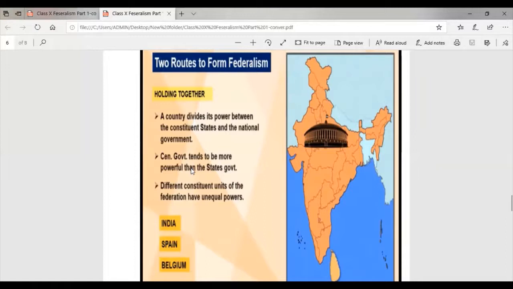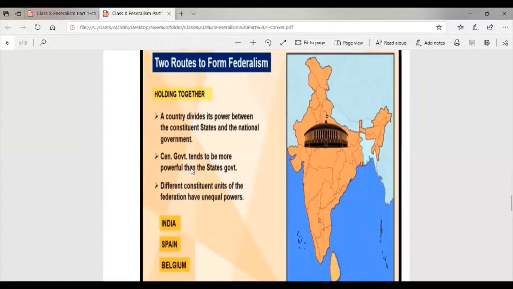Another feature of holding together federalism is that the central government is more powerful than the state government. And the third difference is that different constituent units of the federation have unequal powers. It means different states here have unequal powers. That means India is made of different states and union territories, and different states and union territories have unequal power.